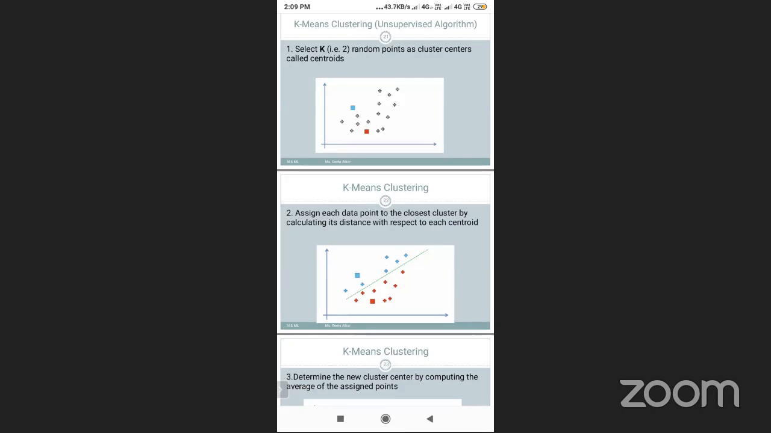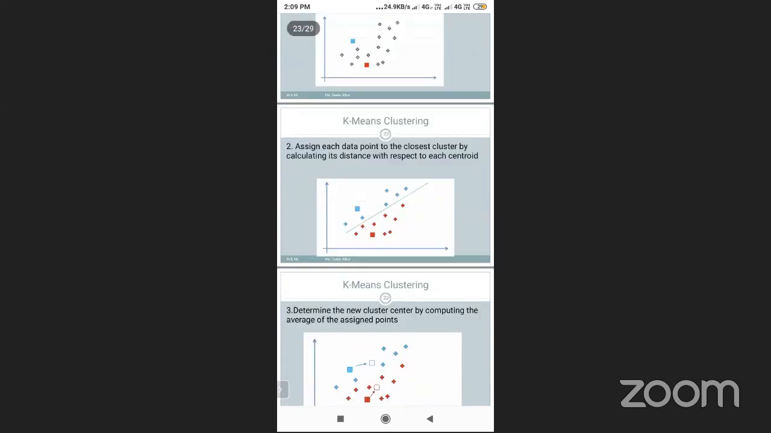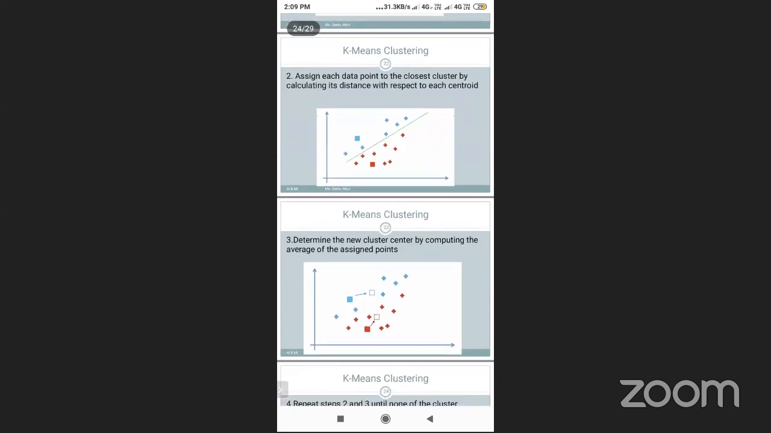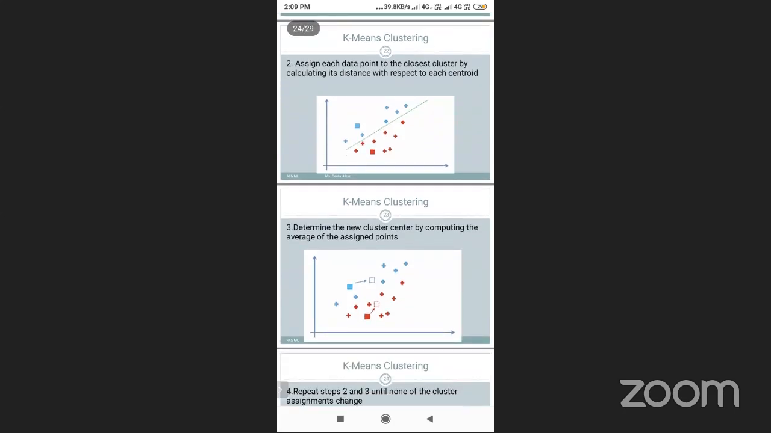But we cannot stop here. Why? Because whatever classification has been done, is it correct or accurate or not? So for that, we calculate the average of all assigned points, and once we get the new centroid, here in the third step, we have found the new centroid from the old centroid.